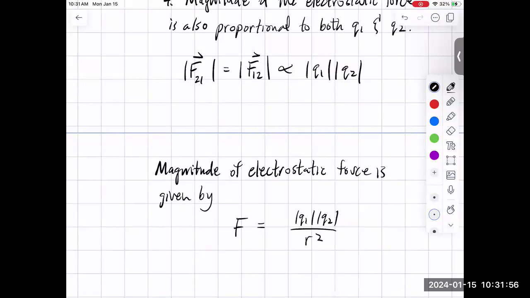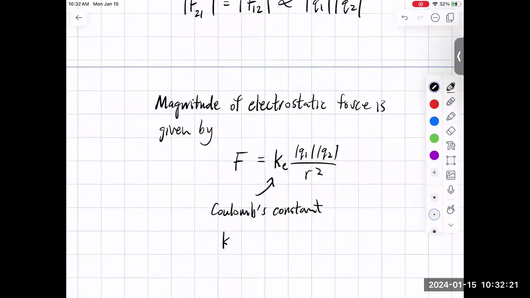And then all we need now is a constant of proportionality. And this constant is called Coulomb's constant. It's often written as K sub E, the little E, I guess, for electrostatic. And so this is Coulomb's constant, and it has a value of 8.99 times 10 to the 9. The way I remember this one is that 8.99 is essentially 9. So it's just 9 times 10 to the 9 is Coulomb's constant.